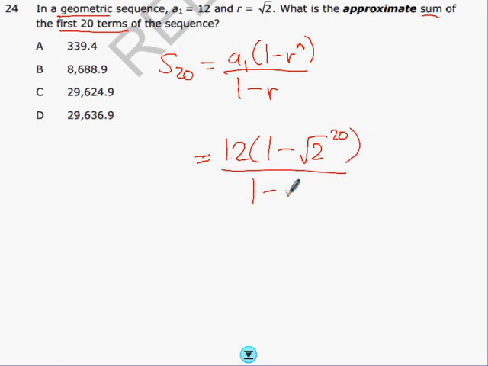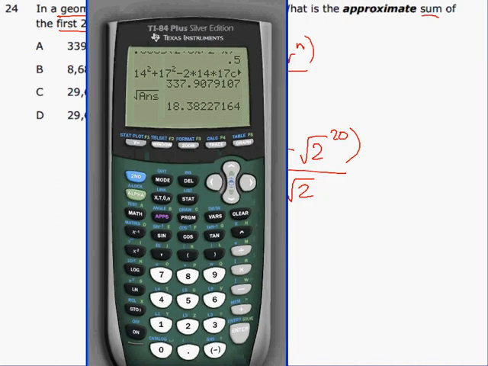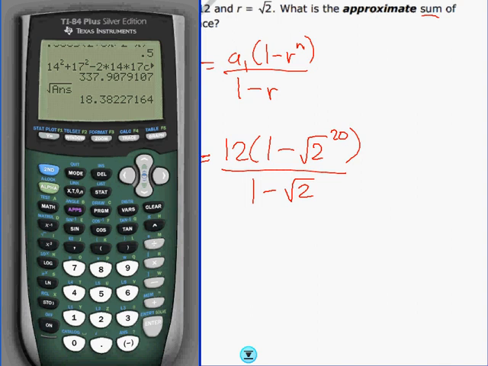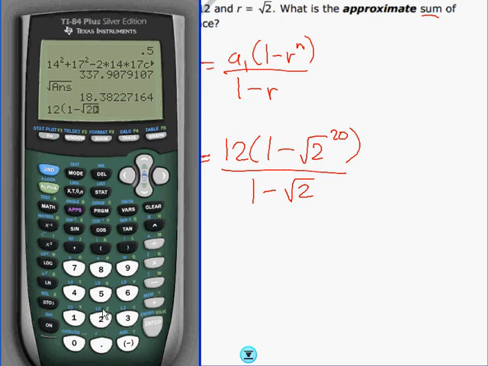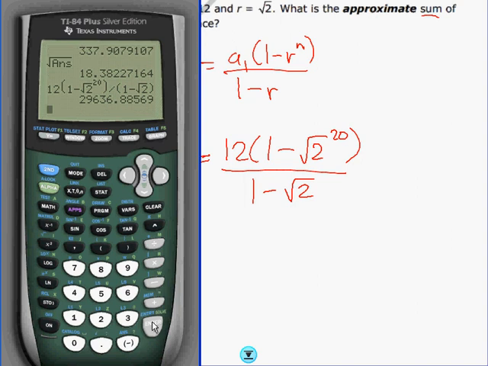over 1 minus R. Okay, we have to be careful plugging this in the calculator, but again, this is quite easy. 12 times the parentheses, 1 minus the square root of 2, go outside to the power of 20, get down, close off the parentheses, that's the top, divided by, we've got two terms on the bottom, so we need to use parentheses, 1 minus square root 2. Oops, I'm used to using the other one. Let's get outside, close parentheses, 229,636.9.